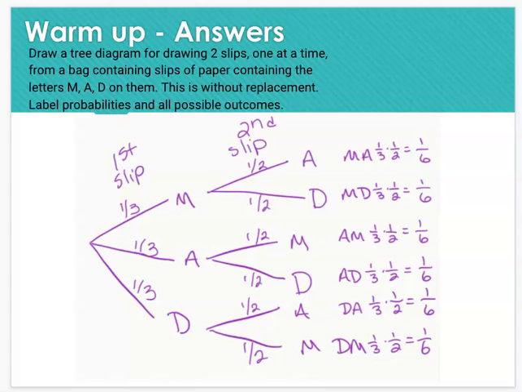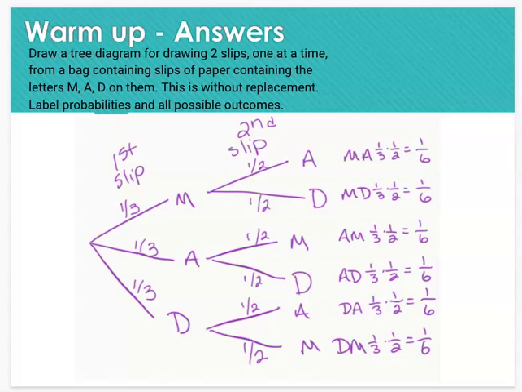Notice your first slip, there are 3 pieces of paper in the bag. All are equally likely to get chosen, so your probability is 1 out of 3 for each, the M, the A, and the D. The second slip, however, now there's only 2 slips of paper in the bag, so you have a 1 out of 2 chance for either of the other letters. Notice I didn't put a branch right here that would say an M, because there's no M in the bag. If you accidentally made a branch that had an M on it right there, as long as you put the probability as 0, you're okay, because it's an impossible event to get an MM.